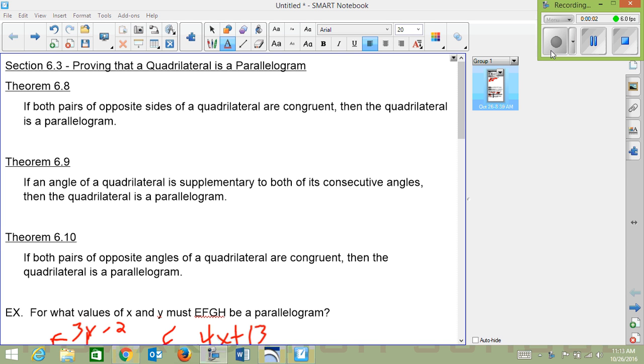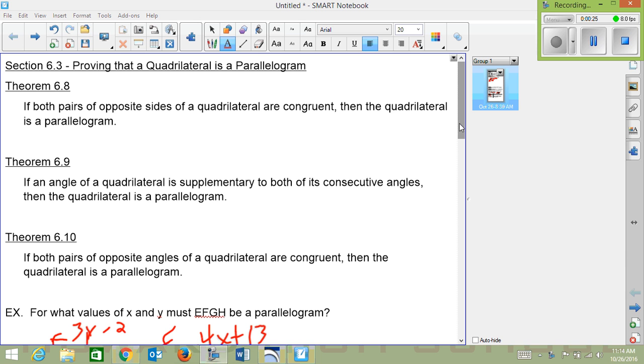Hello and welcome to section 6.3, which is on proving that a quadrilateral is a parallelogram. Theorem 6.8 states that if both pairs of opposite sides of a quadrilateral are congruent, then the quadrilateral is a parallelogram.